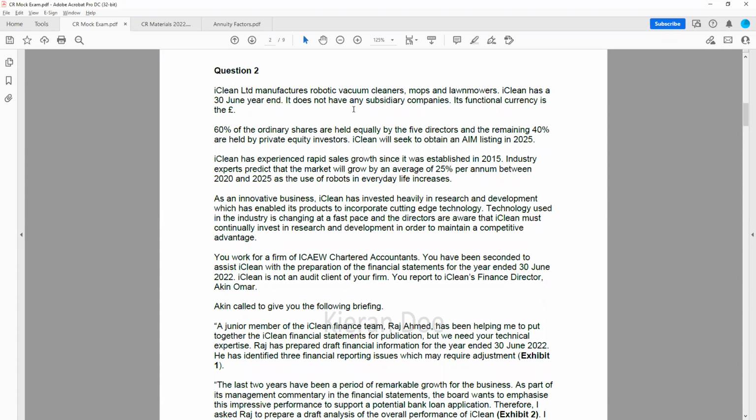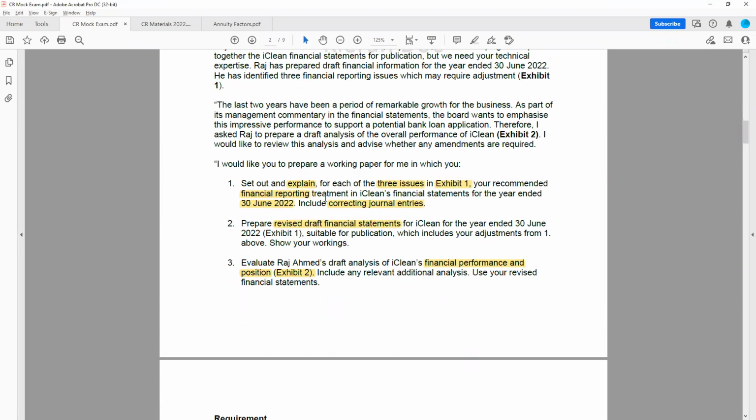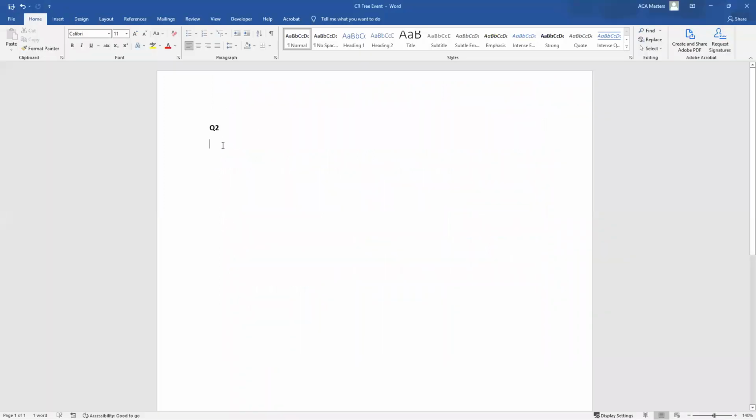So then once you've had a look at the exhibits and the requirement, we've got a plan of action now for this question. We know what we're going to need to do is explain the FR treatment. So what you could do either now, or once you've read the bit at the start, is think, okay, I'm going to explain the FR treatment for the first part, and we're going to start off with the sale and leaseback.